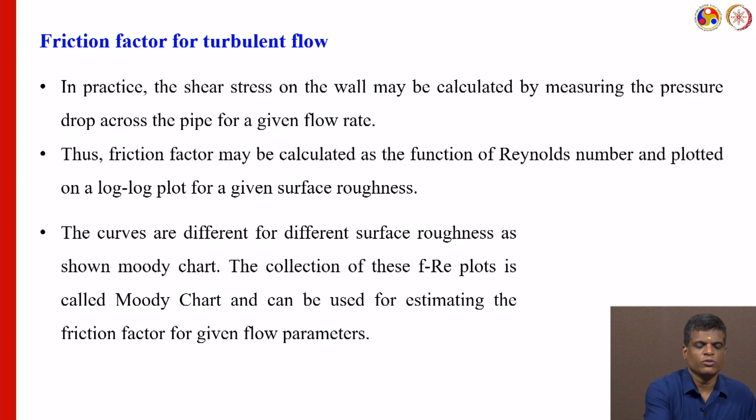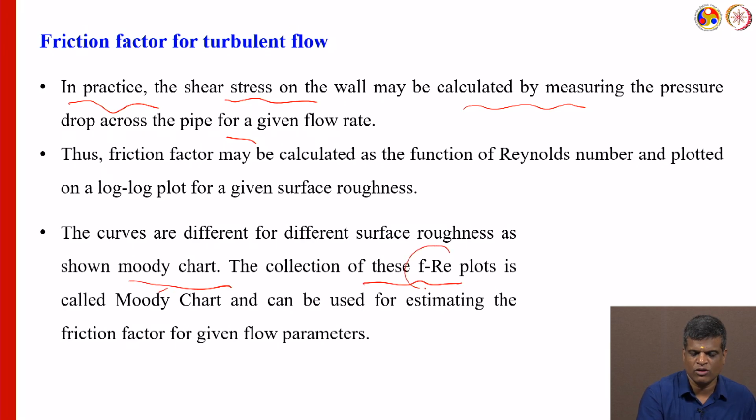So, in practice, the shear stress at the wall is calculated by measuring the pressure drop across the pipe for a given flow rate. There is a log plot here; you can see this Moody chart. The plot is a collection of these f versus Re plots, and it's called a Moody chart. It's very easy to find the friction factor for the given flow parameters.